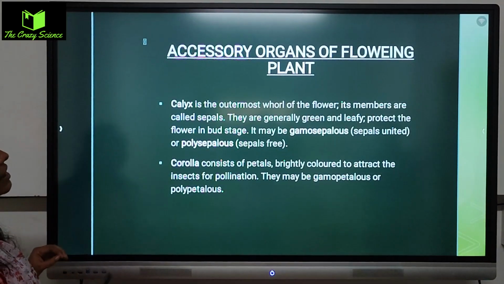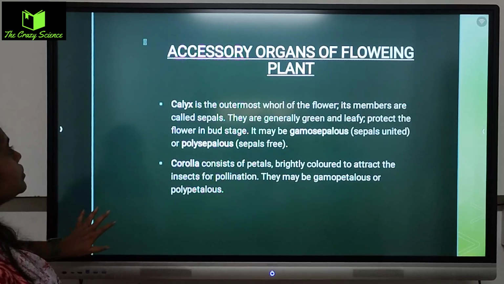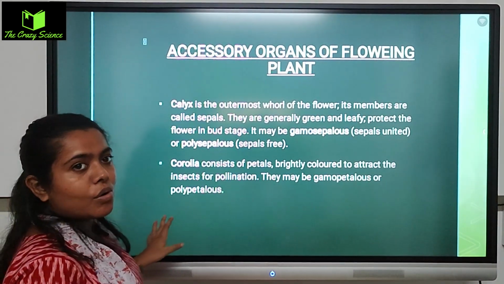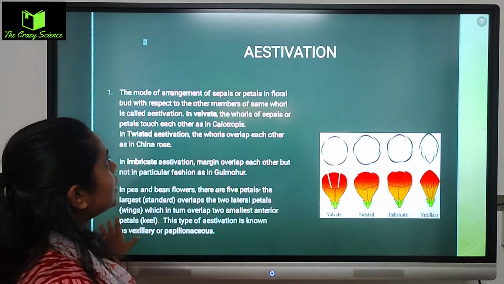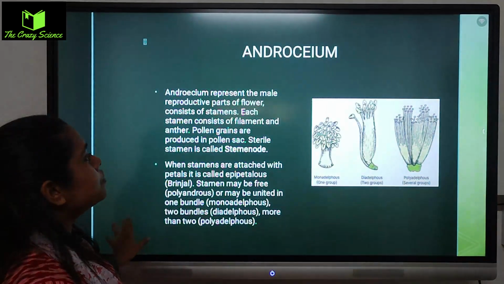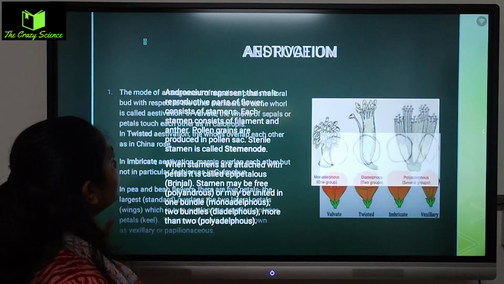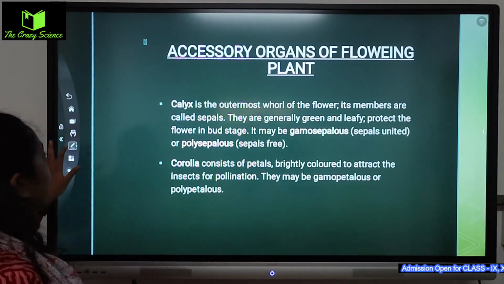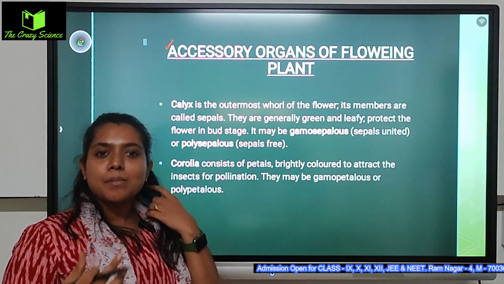And in the next slide, the accessory organs of the plants. We'll be talking about the accessory organs, and after the accessory we will see corolla and calyx. After corolla and calyx, just a few parts remain: estivation, androecium and gynoecium, and then the class will end. Okay.